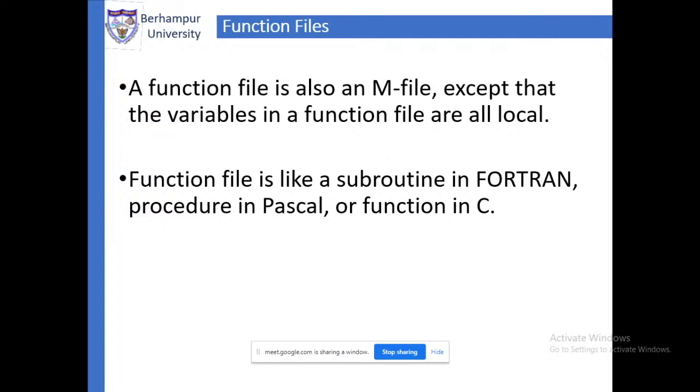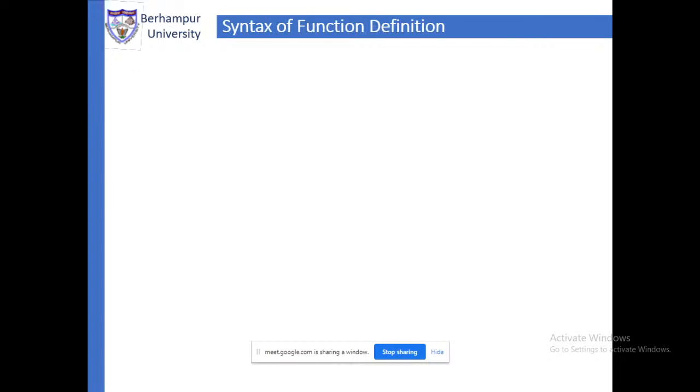Then a function file is like a subroutine in Fortran or a procedure in Pascal. You may not know Pascal. Fortran, I hope some of you might know. So it is like a subroutine in Fortran or a function in C. So this is a comparison of a function file with other high level or mid level languages. You know, C is a mid level language, Fortran is a high level language, Pascal is a high level language.